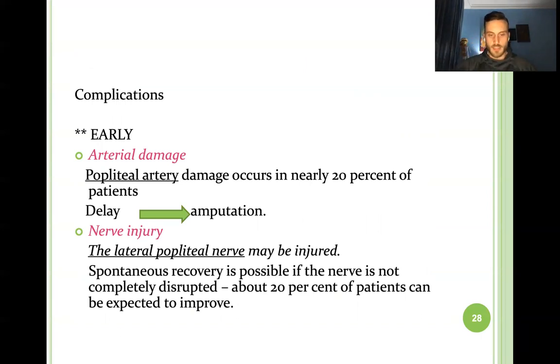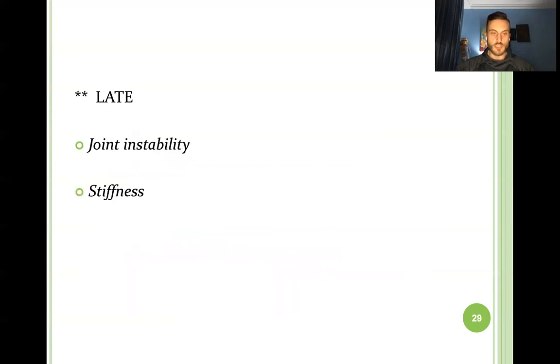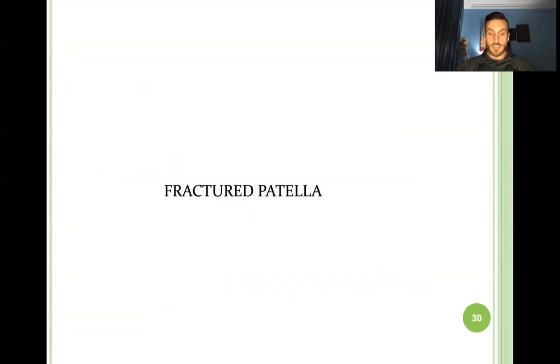Nerve injury, yes, the lateral popliteal nerve may be injured. That's why it's important to do reduction as soon as possible. Late complications are joint stiffness and joint instability. This is very fast, just tips for the commonest injuries.